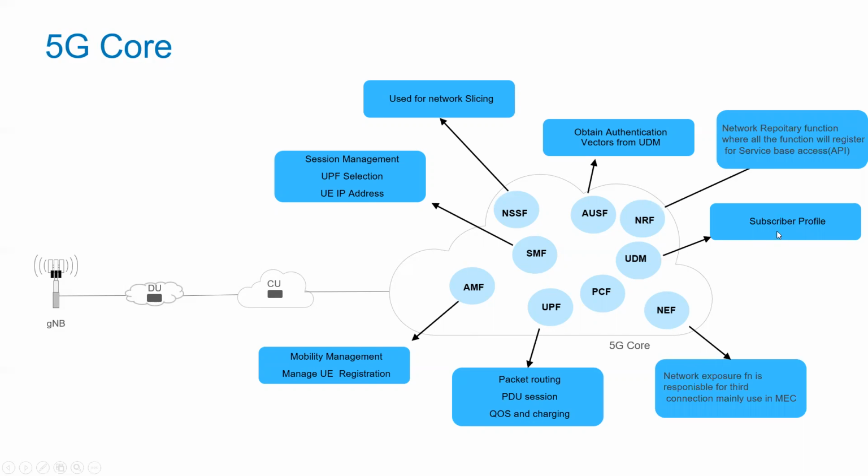And UDM is basically doing the same role as the HSS in a 4G environment, where it maintains the user profiles, the subscriber profiles. So these are the main components of a 5G core.